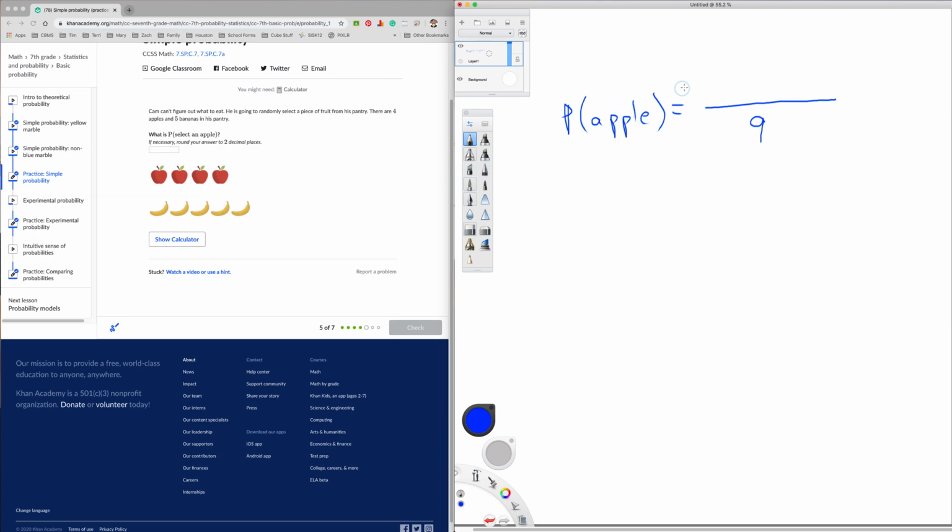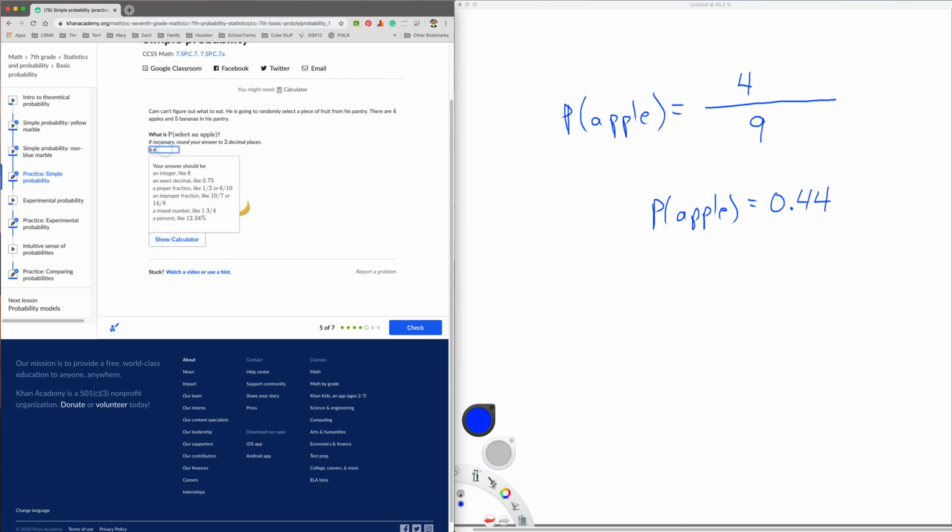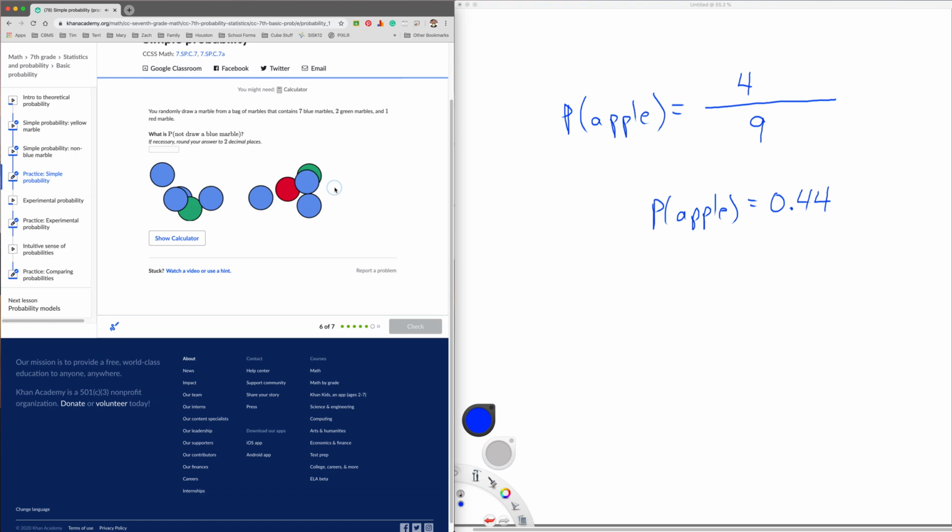And then how many ways could he pick an apple? Well, there's 4 apples, so there's 4 different apples he could have picked. So it's going to be the 4 out of the 9, and 4 divided by 9 is a repeating 4. So the probability that he picks an apple is 0.44. And again, it's actually a repeating 4, but it says round it to 2 decimal places. So 0.44. And I am almost done. Next one here.